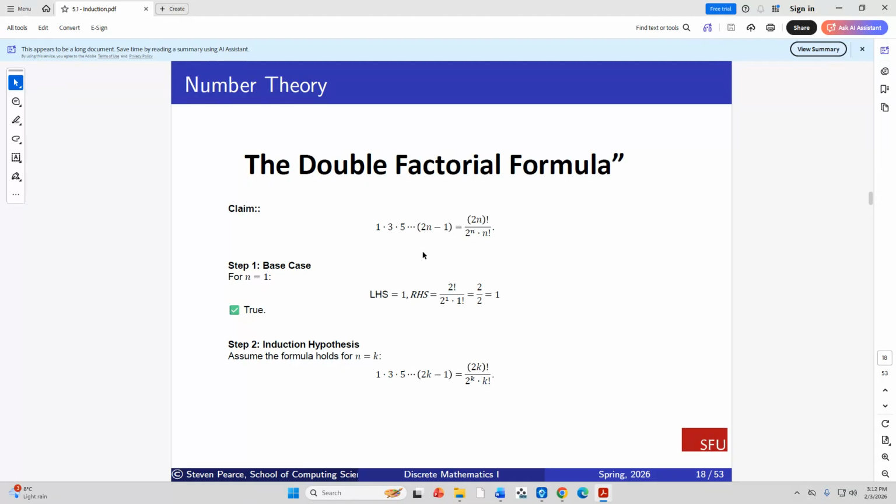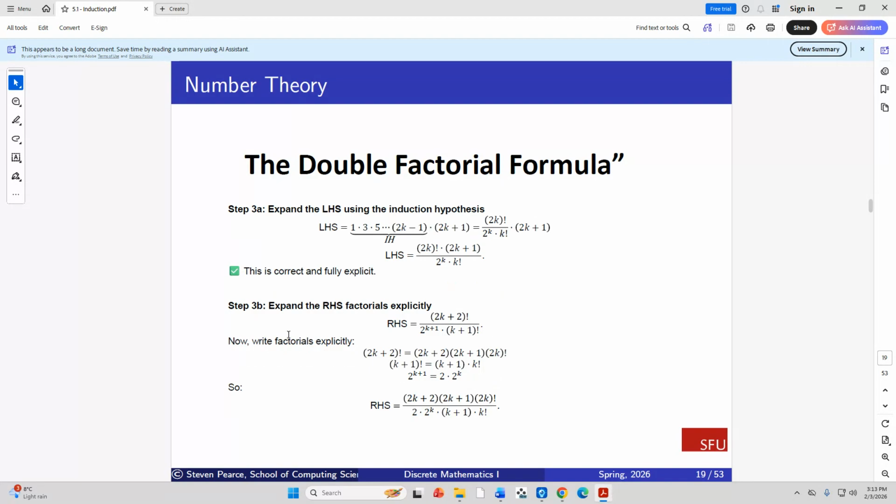For n equals 1, 2 factorial over 2 to the 1 is 2 times 1 over 2, which is 1. Okay, that works. Now the inductive hypothesis: assume this is true. Then using the inductive hypothesis, we use this.